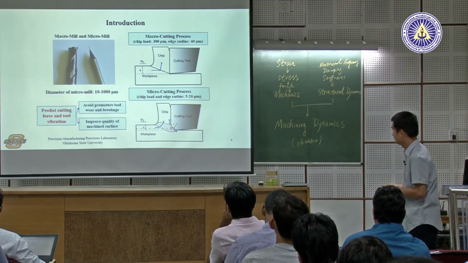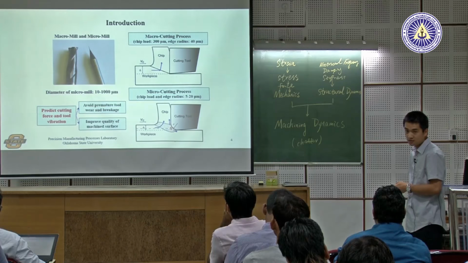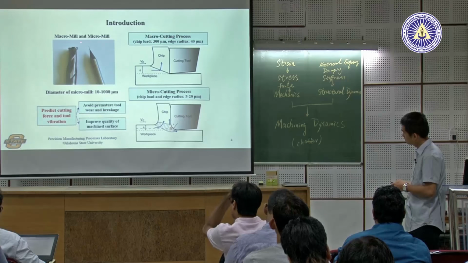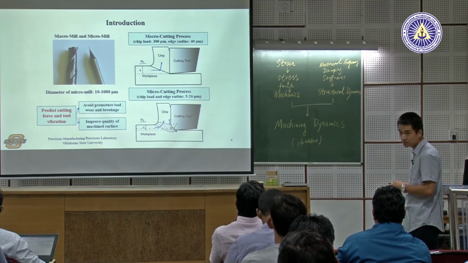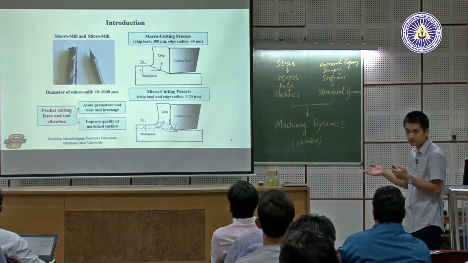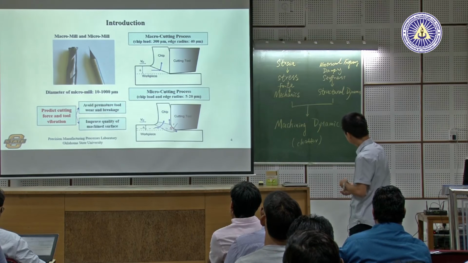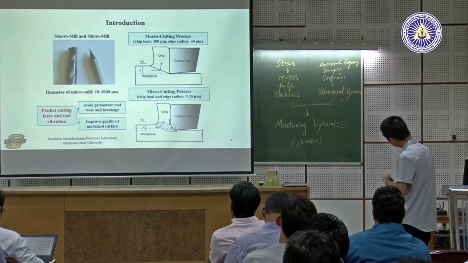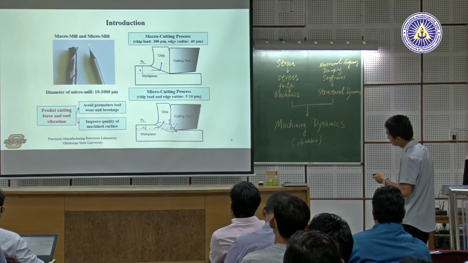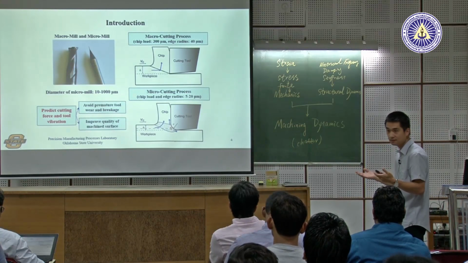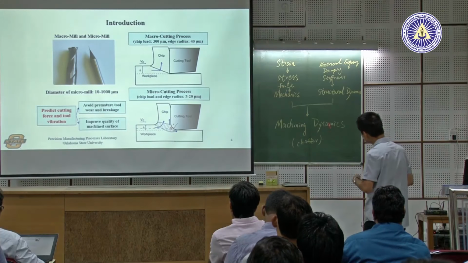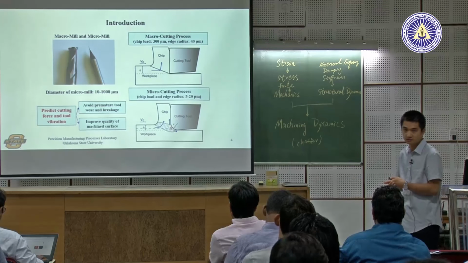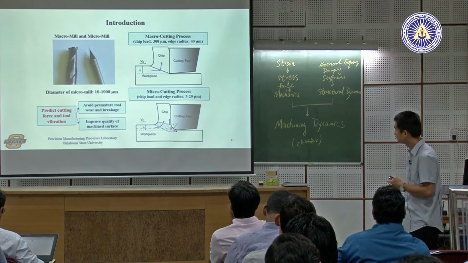So based on that, given the geometry of the micro cutting tools and certain material properties, we want to predict the cutting force and the mechanics, and also identify the structural dynamics at this small tip, right? So based on that, we're able to analyze the machining dynamics of this micro cutting process, okay?